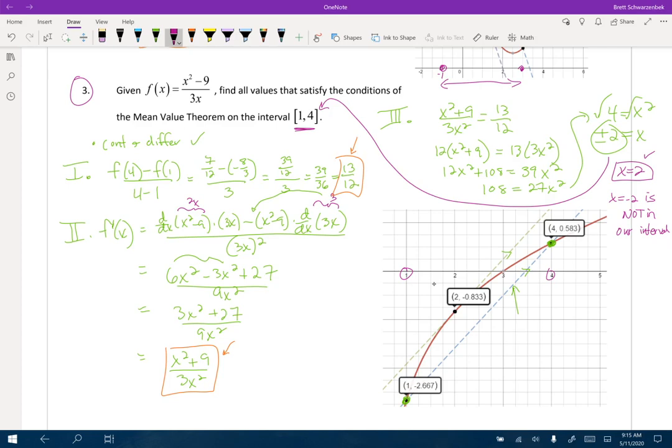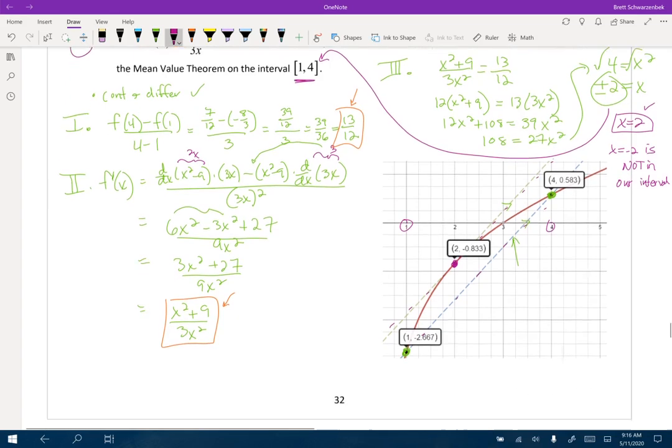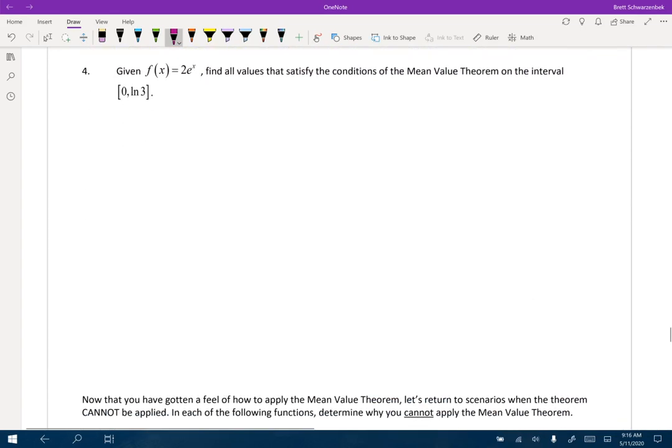So well, let's look at the graph. Look, I plugged 2 into the original equation, got the actual point here, and this point is where we have a tangent line which is parallel to the secant line, or in other words, has the same slope. So that's another mean value example. Let's try one here for 4, our last one.